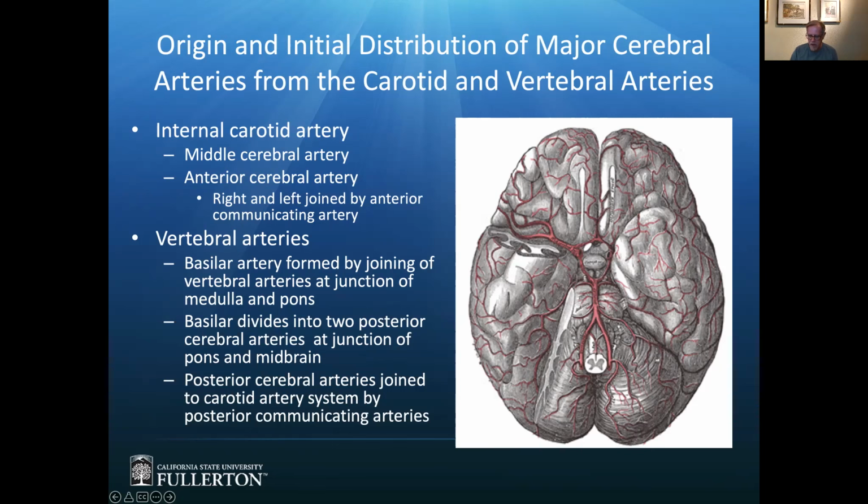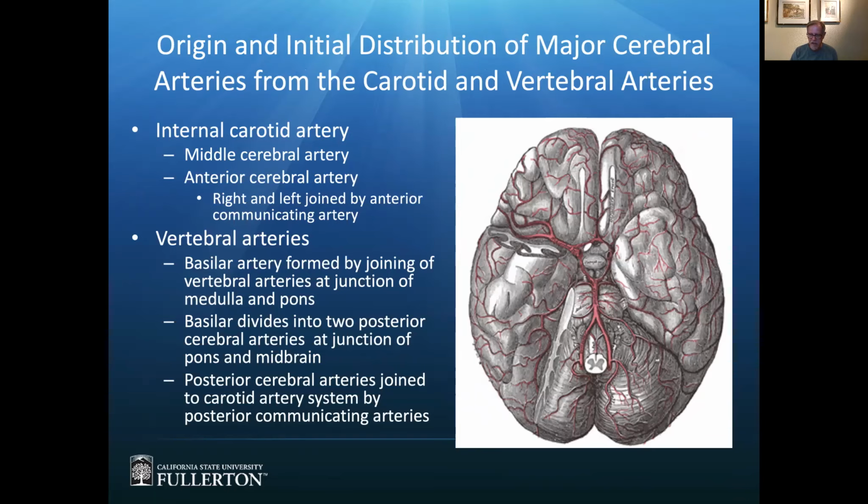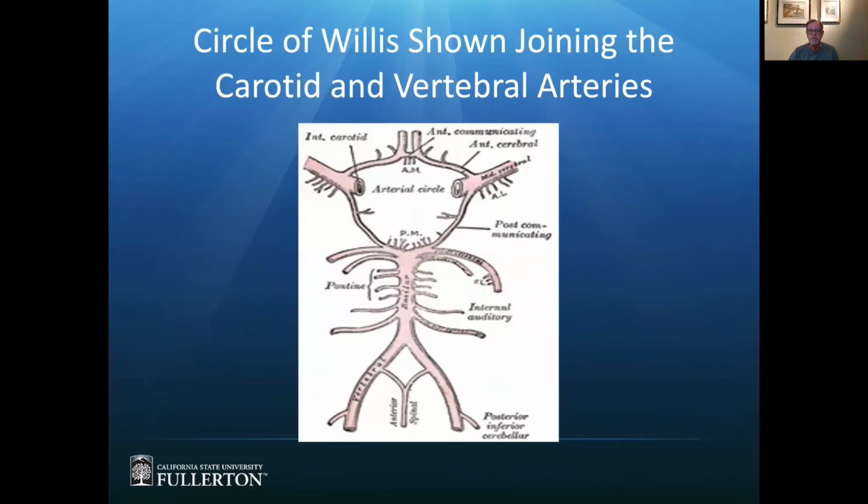And let me show a clearer picture of the circle of Willis in a moment, making sure I didn't skip anything here. Okay, got that. Oh yes, I did skip something.